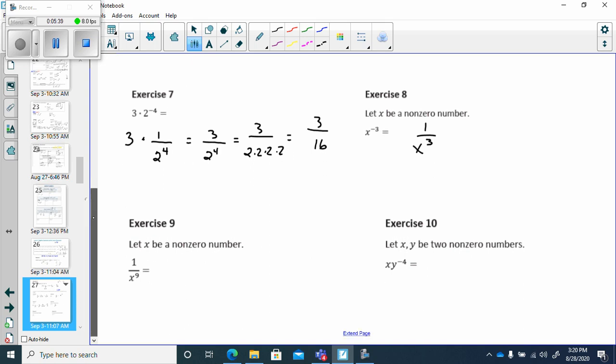What if we've got 1 over x to the ninth power? The opposite of that is x to the negative ninth. Now x, y to the negative fourth. You leave x alone, and the y is 1 over y to the fourth. So what you've actually got is x times 1 is x. That's x over y to the fourth power.